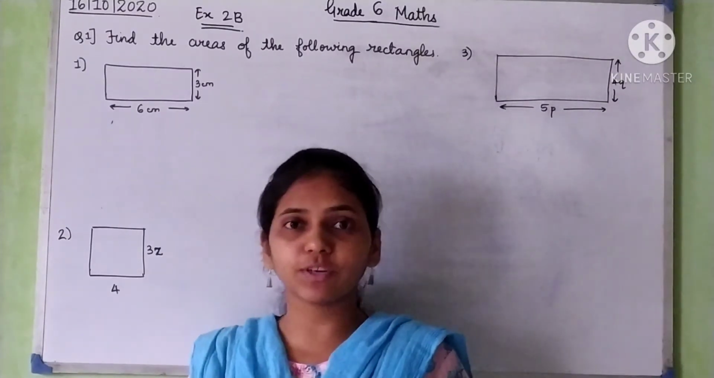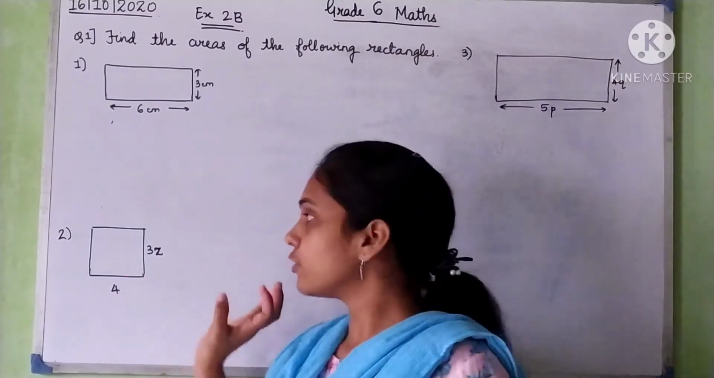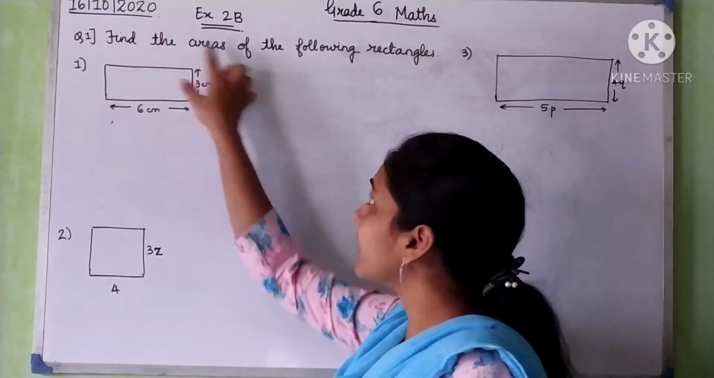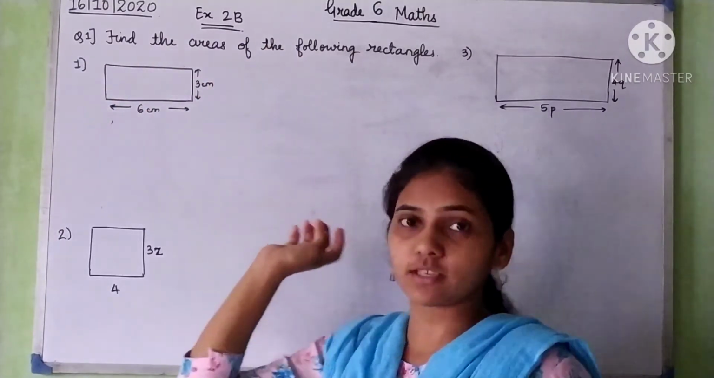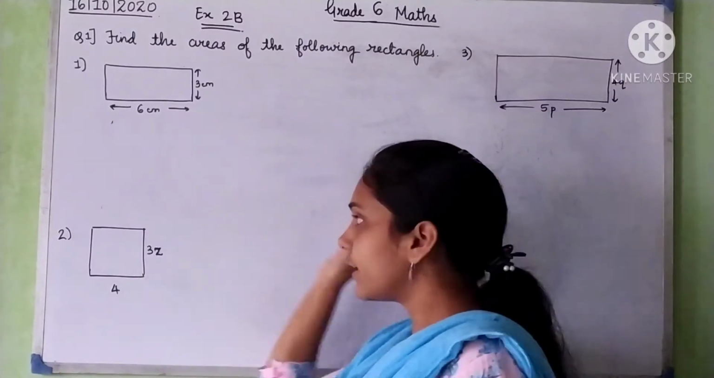In today's class we are going to see exercise 2b, and it is based on framing expressions from the given shapes. So the first question is: find the areas of the following rectangles. We have to find the areas of the given rectangles.